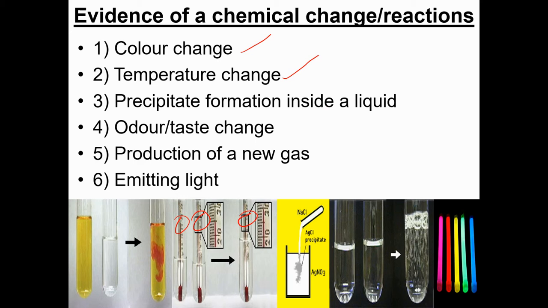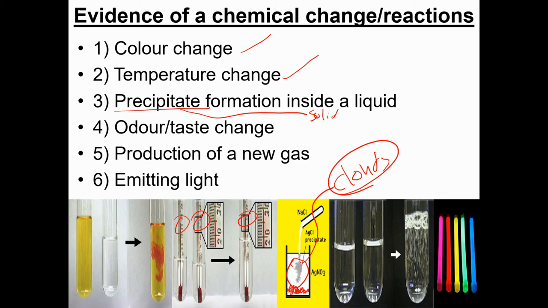Precipitate formation inside a liquid. Precipitate really means solid chunks, little solids. So I could take two solutions, two substances that are dissolved, mix them together, and then I see this cloudy substance that forms. The cloudy substance is usually a solid that doesn't dissolve and builds up in the solution. If I left it over time, the solid would build up at the bottom, almost like sand at the bottom of water. So precipitate formation is another clue that a chemical change happened.